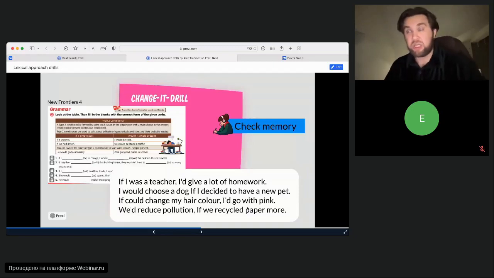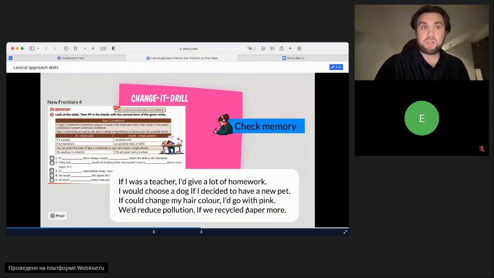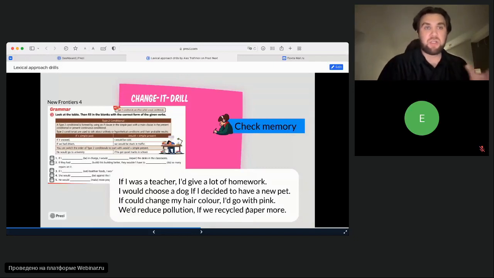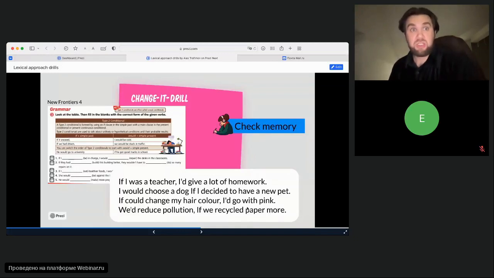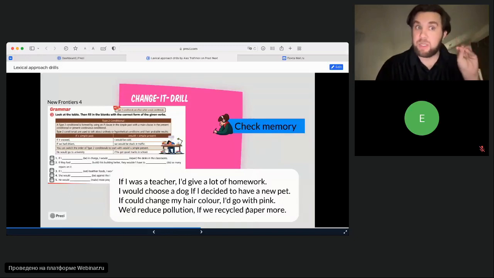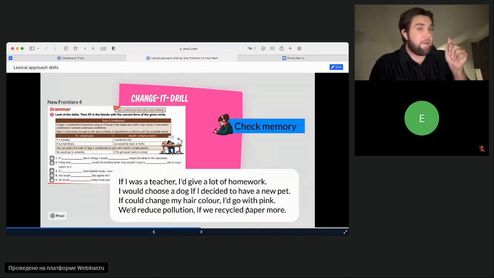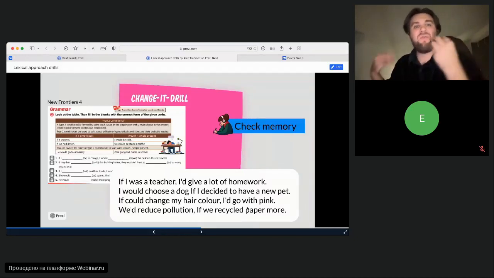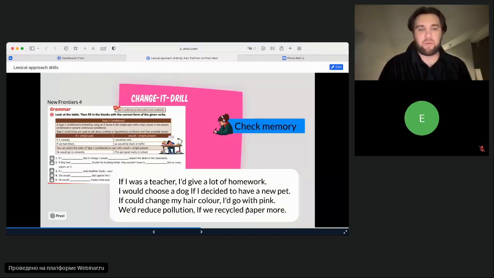Vasya, what would you change here? And Vasya said, "If I was a teacher, I wouldn't give a lot of homework." So he changes it in any way. He can replace words. He can change the negative forms and stuff like that. But he changes it and he uses the conditional sentence in his speech. And you can actually record that and send to the parent and say, look, he's speaking, right? But isn't it speaking? It's speaking, but it's not free speaking yet, but it's at least speaking, right?